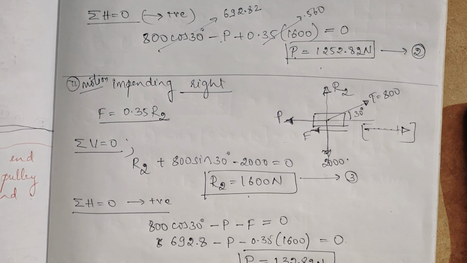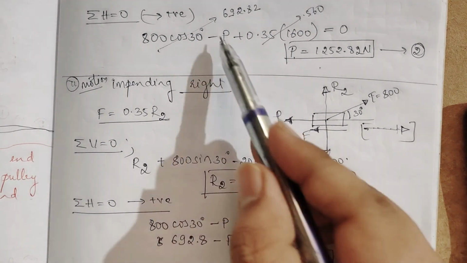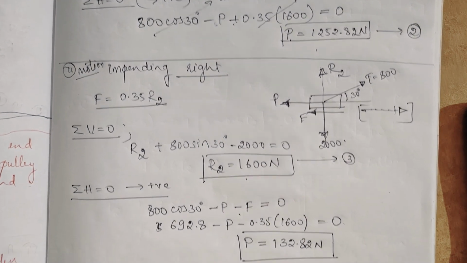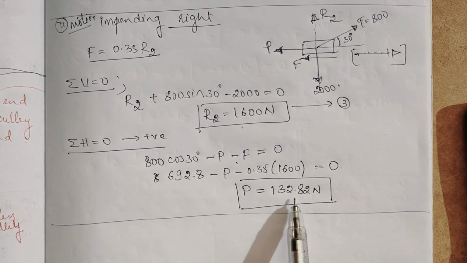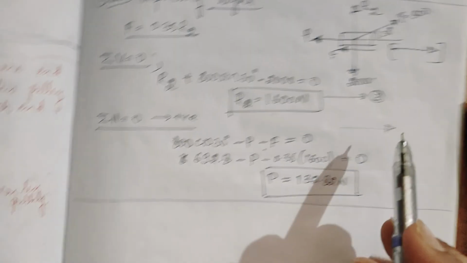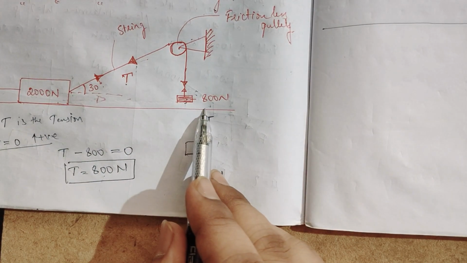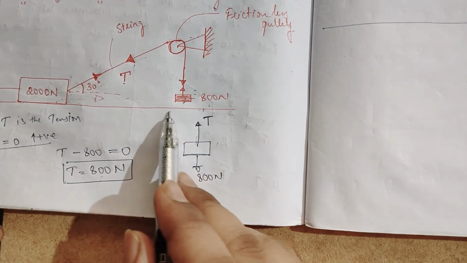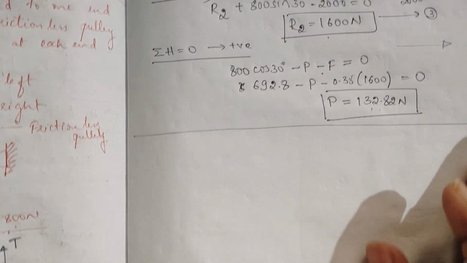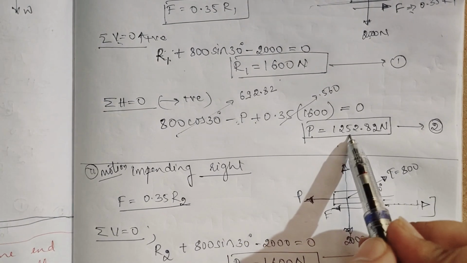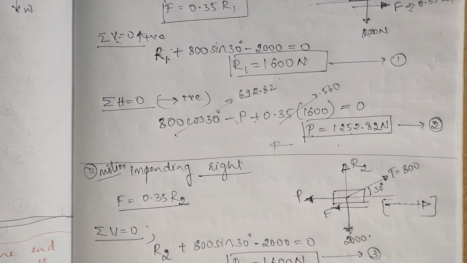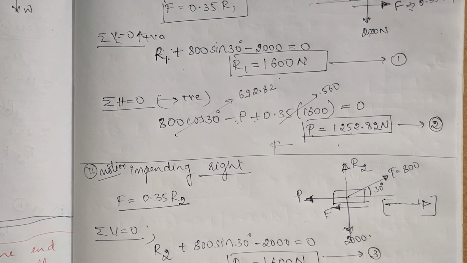Here see the difference: we got a negative sign here, and here we got a positive sign, then a negative sign. That is the main difference, which makes the value of P less. Because the value of P is less, it is going towards the left, where there is the force of 800 Newton. The 800 Newton force is dragging the force of 132.8 Newton, so it is going left, right. Here the force of P is less than the force of T, so it is going towards the left and it is dragging the 800 Newton force towards the P.